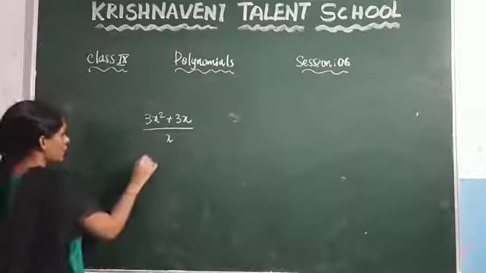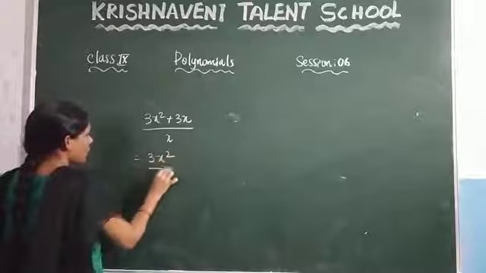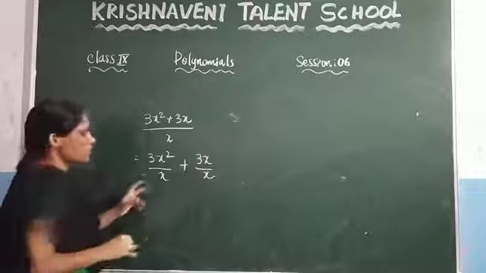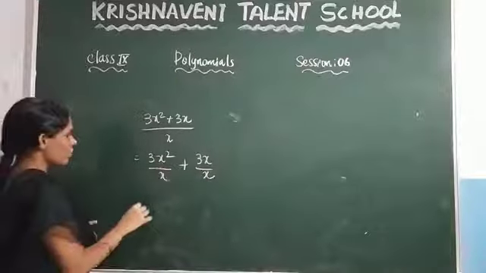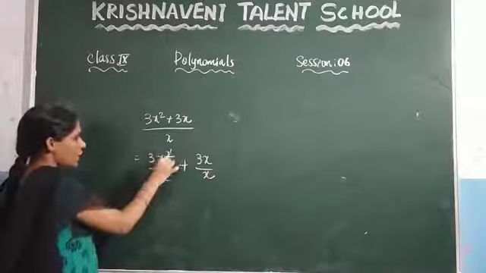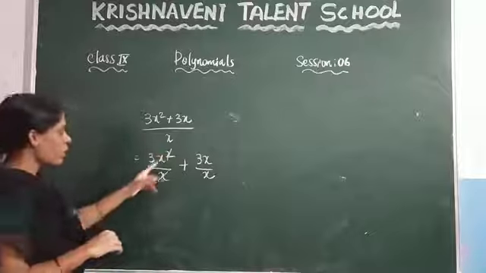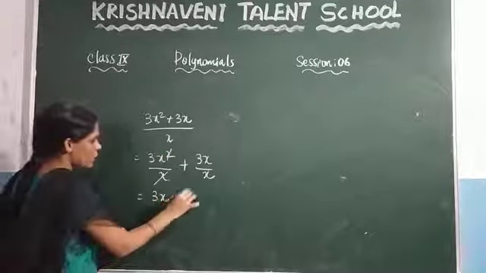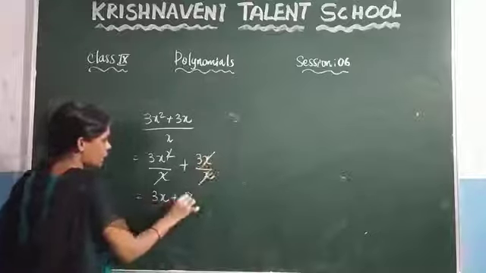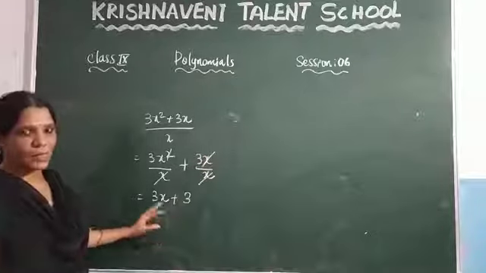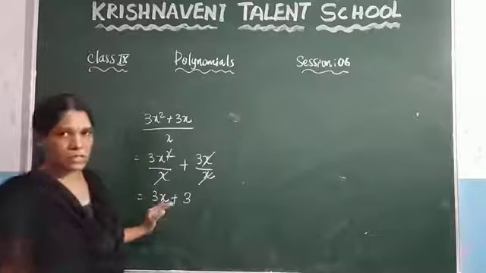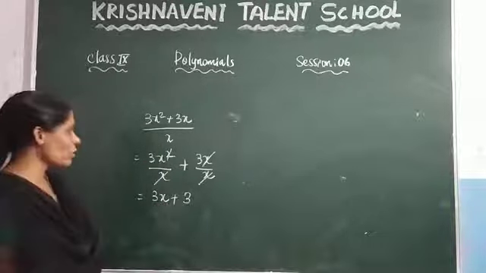So what do you get here? 3x squared by x plus 3x by x. Just separating these values, you can observe that one x here and one x here will be cancelled. How many x's are left? 1, so 3x. Here this x will get cancelled. You get the result, which is 3. That means if you divide these two values, you get the quotient, which is nothing but 3x plus 3.